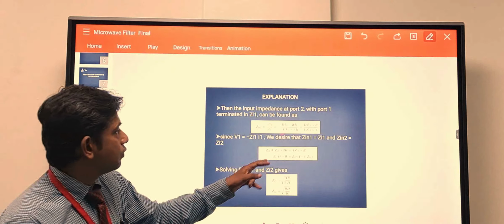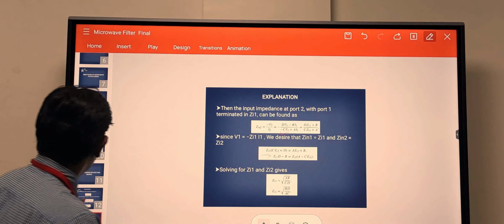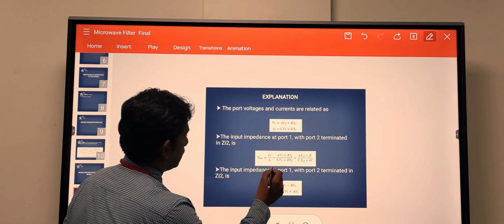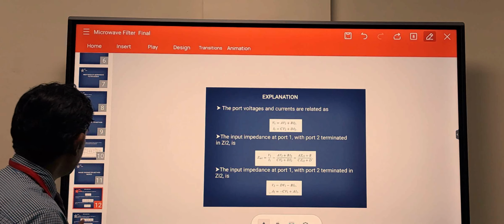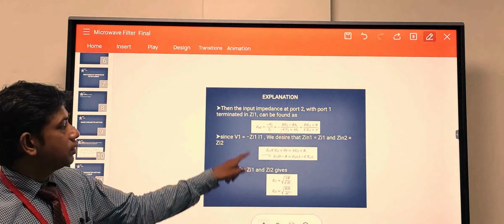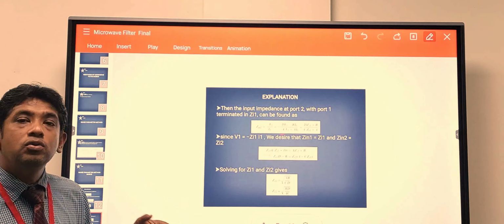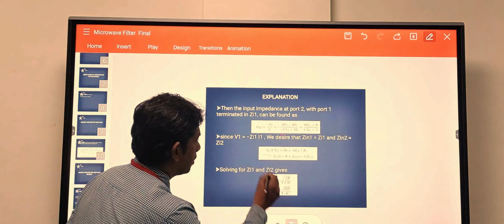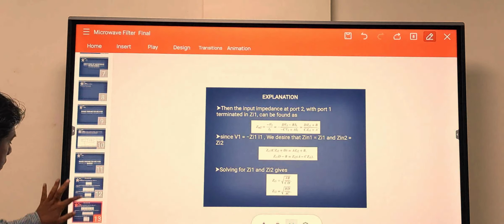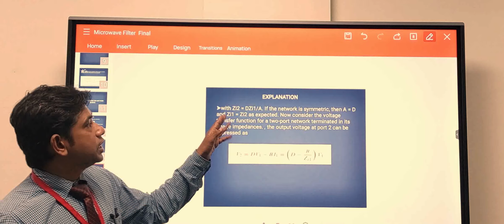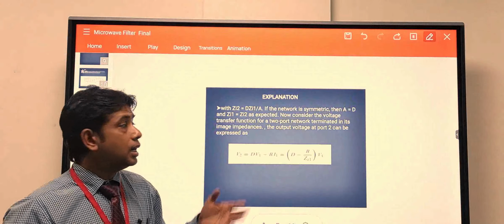How have we got this? We have got this from these equations combined with the overall portion of ZI1 and ZI2. So in this way we find the solutions: ZI1 is equal to the square root of AB by CD and ZI2 is equal to the square root of BD by AC. Moving forward, if the network is symmetric, then A is equal to D.